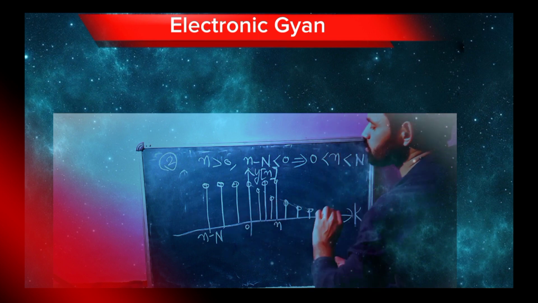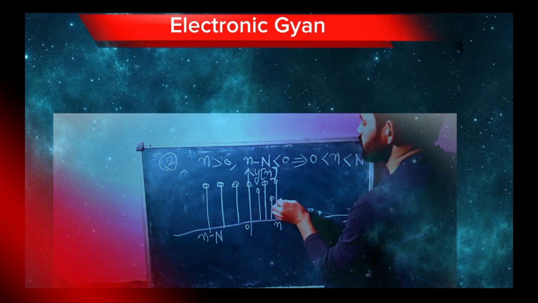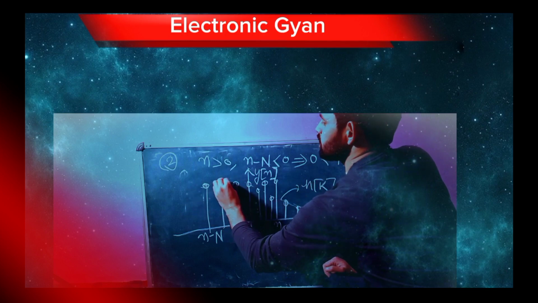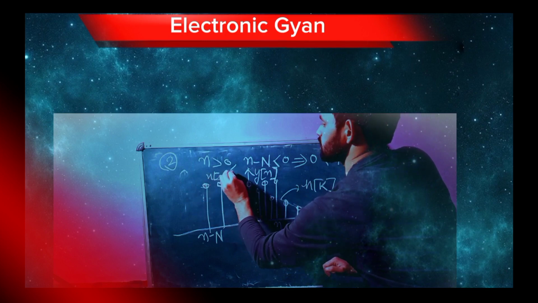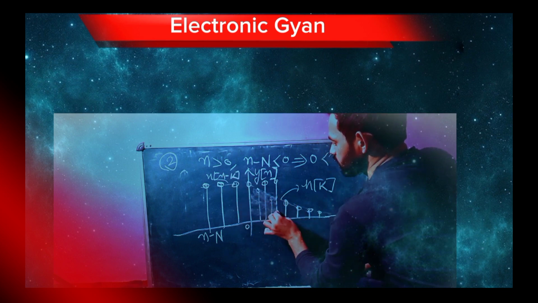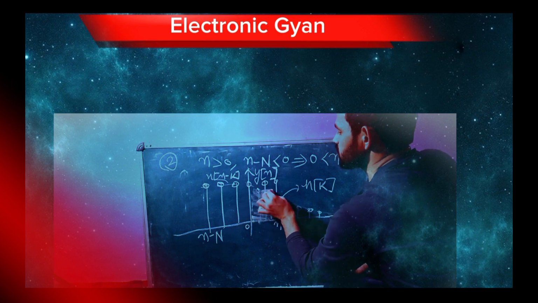Now is there a common range between these two signals? Yes. This is my signal h of k, and this is my signal x of n minus k. Yes, there is a common range, this one. Where to where? 0 to n. 0 to n is the common range.